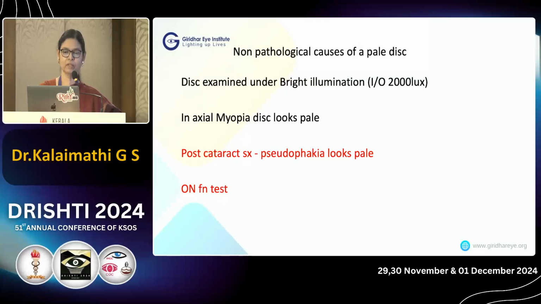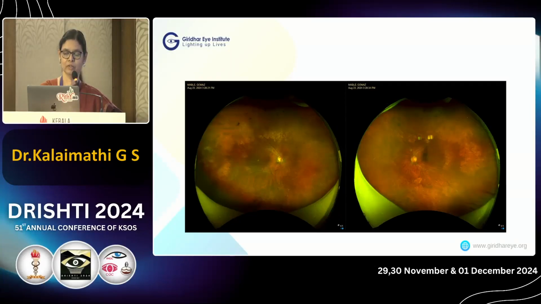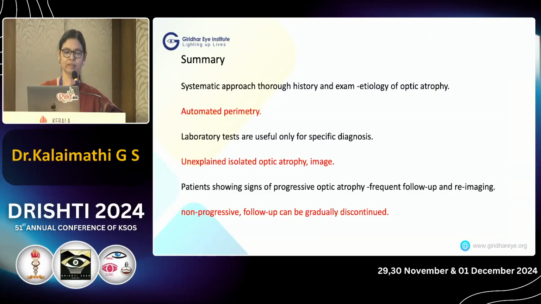Coming to the non-pathological causes of pale disc, if you examine the optic disc with bright illumination like indirect, the disc might look pale, and in case of any progressive myopia, the disc may appear very pale, and a pseudophakic disc also appears very pale.